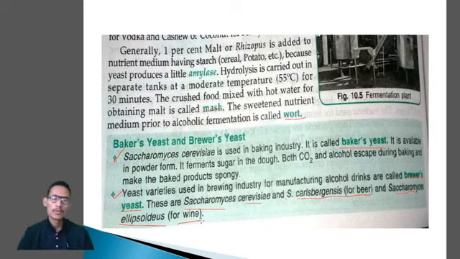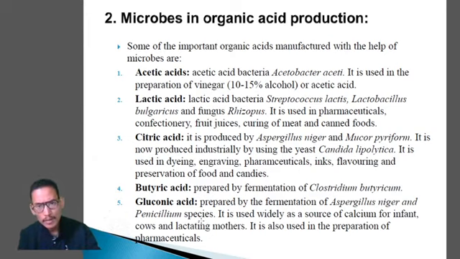Okay, next one, we'll talk about the role of microbes in organic acid production. No need to go through the role of microbes in antibiotic production, so we will directly go into the role of microbes in the production of organic acids. Page number 556. Clear? So first of all, let's see what are the different types of organic acids which are produced with the help of microbes.